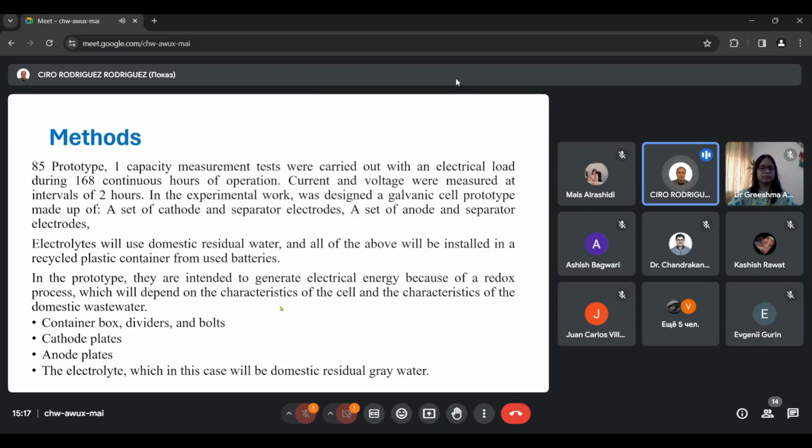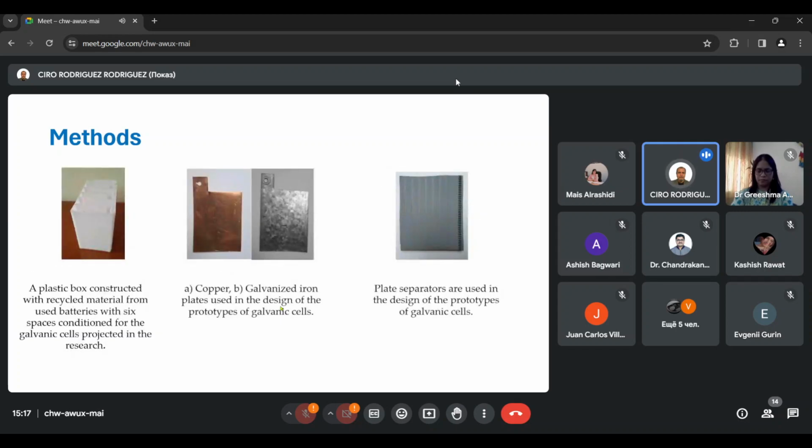So the electrolytes will use this domestic residual water, and all of the above will be installed in the recycled plastic container from used batteries. Okay, so here we have the plastic box constructed with recycled material from used batteries, with 6 spaces conditioned for the galvanic cells projected in the research.